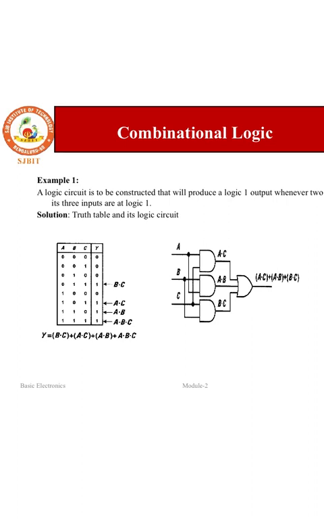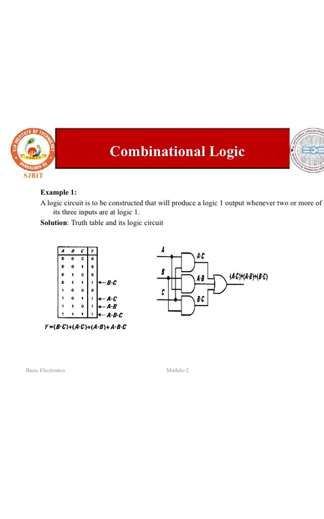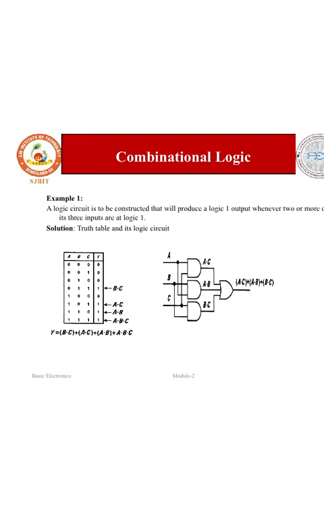So coming to combinational logic, what do we mean by combinational logic? Okay, we'll look into it. A logic circuit is to be constructed that will produce a logic 1 output whenever 2 or more of its 3 inputs are at logic 1.